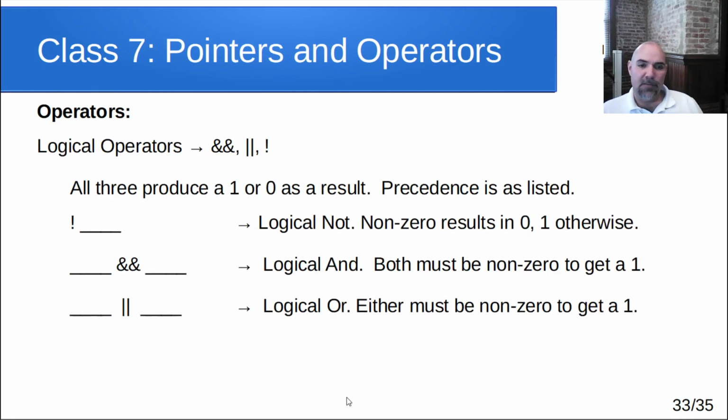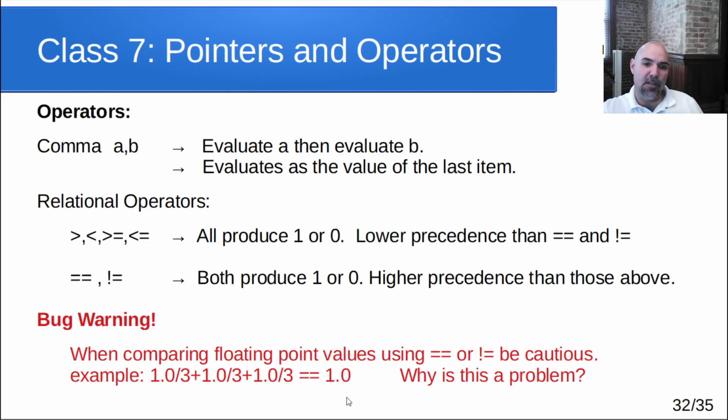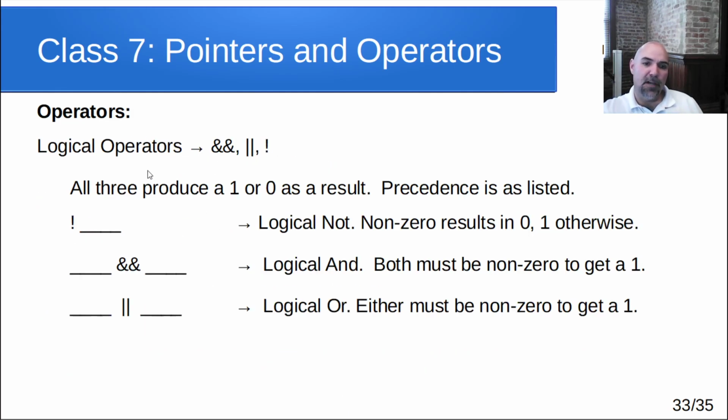Okay, a few things left here. The logical operators, just like the relational operators, produce either a 1 or a 0 as a result, and the precedence goes in this order. So this allows us to do not, a logical not, a logical and, and a logical or. And since true and false are represented by 0 or non-zero, 0 is false, not 0 is considered true.